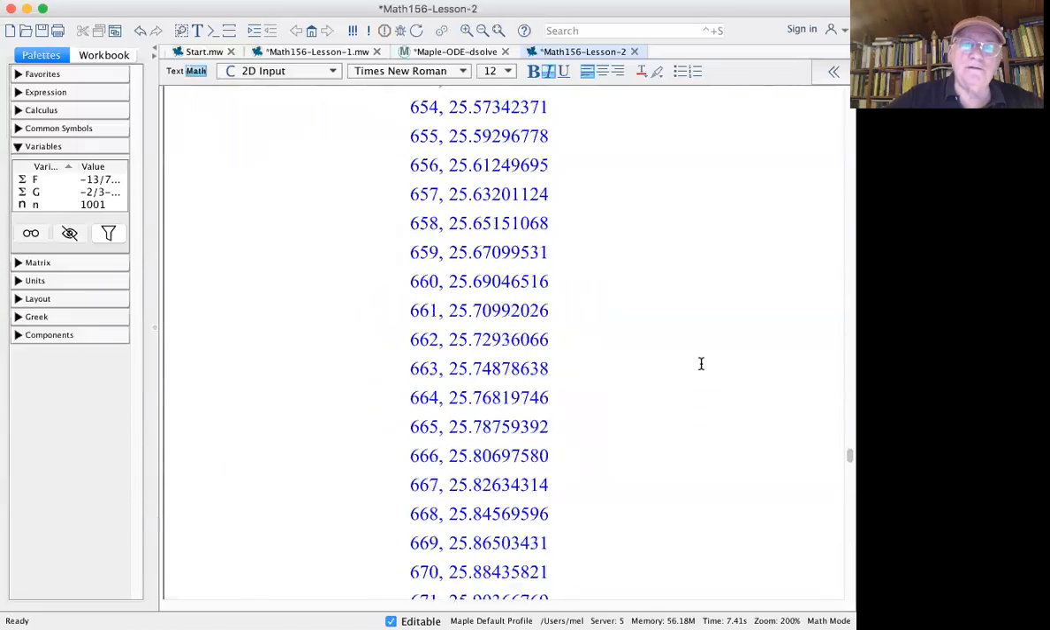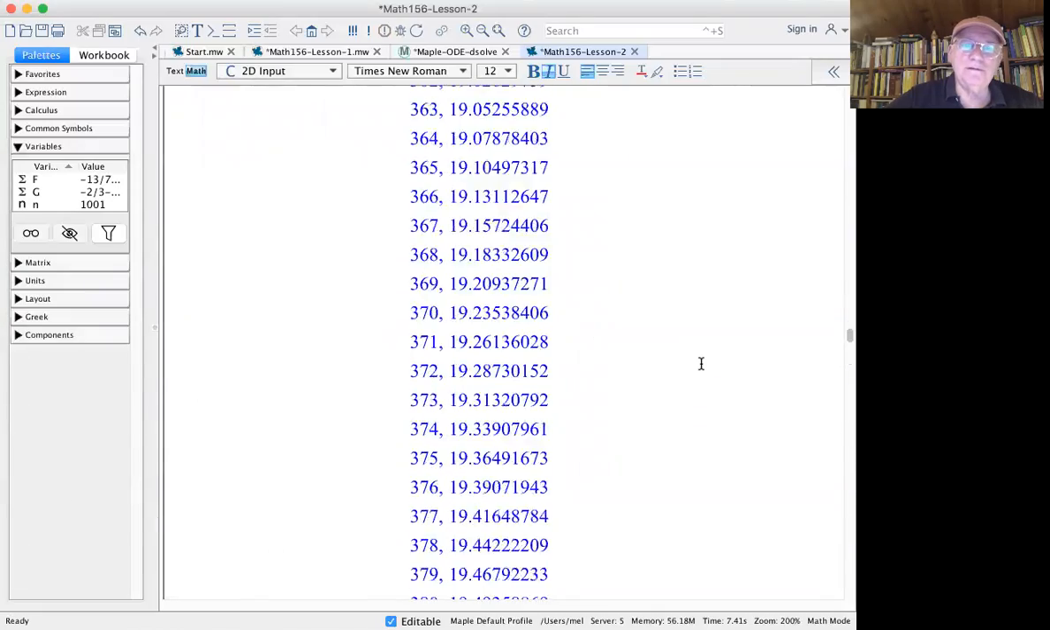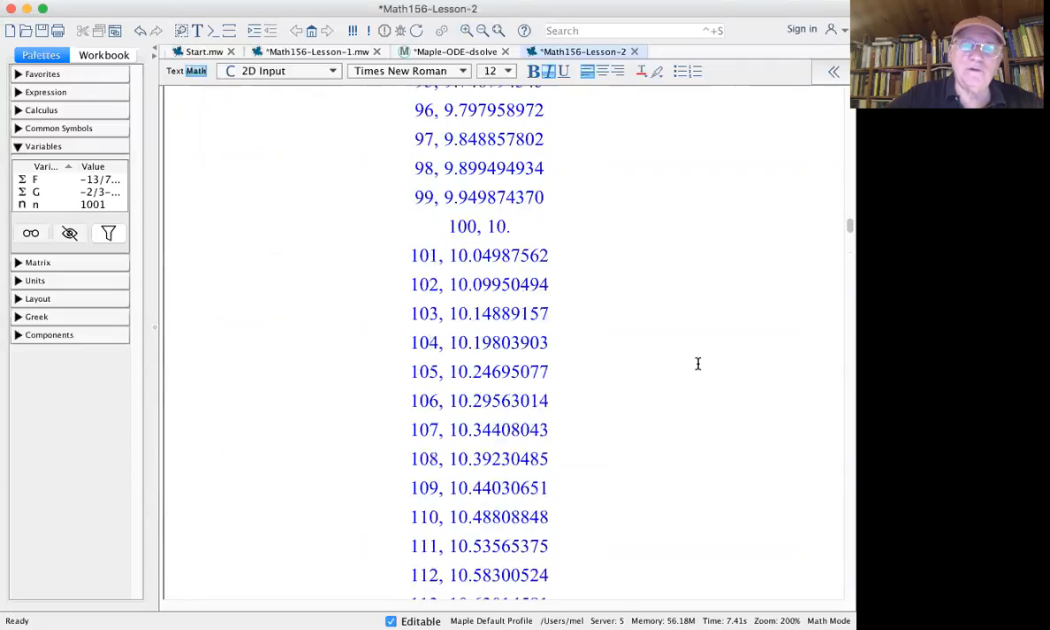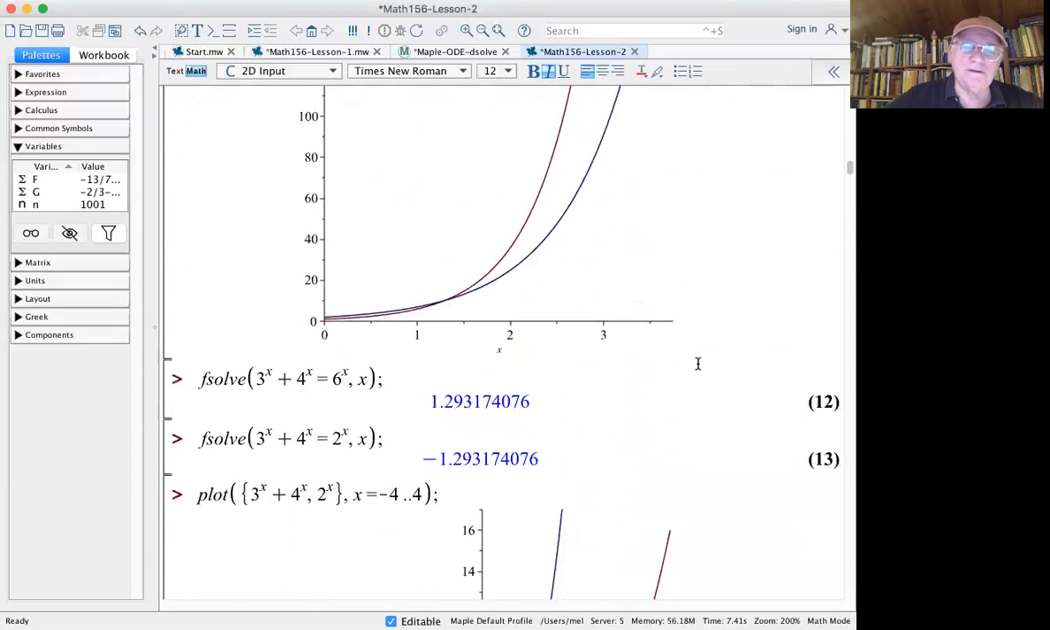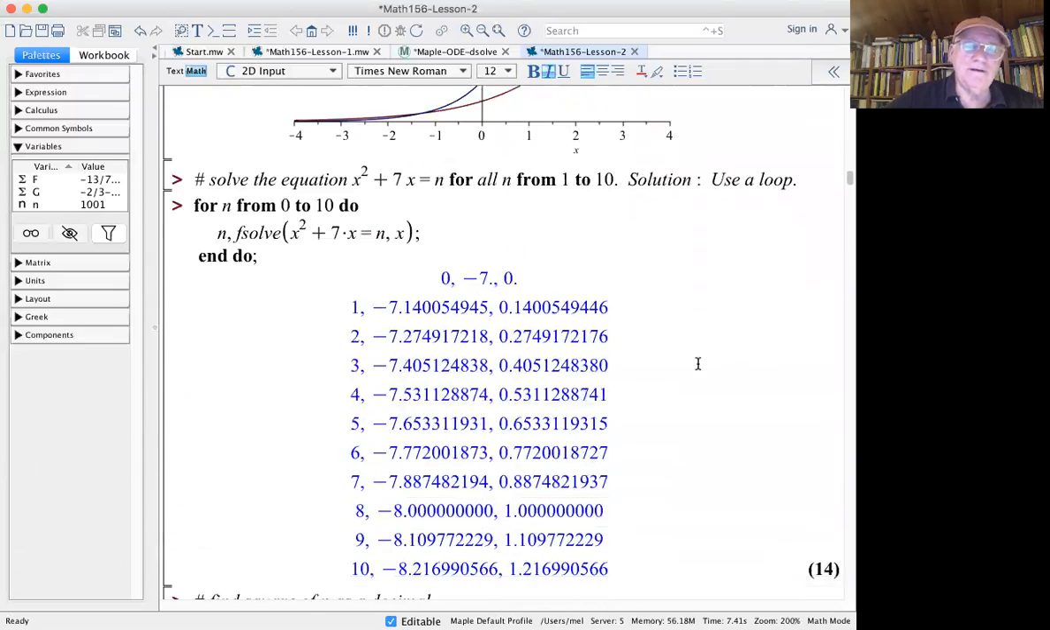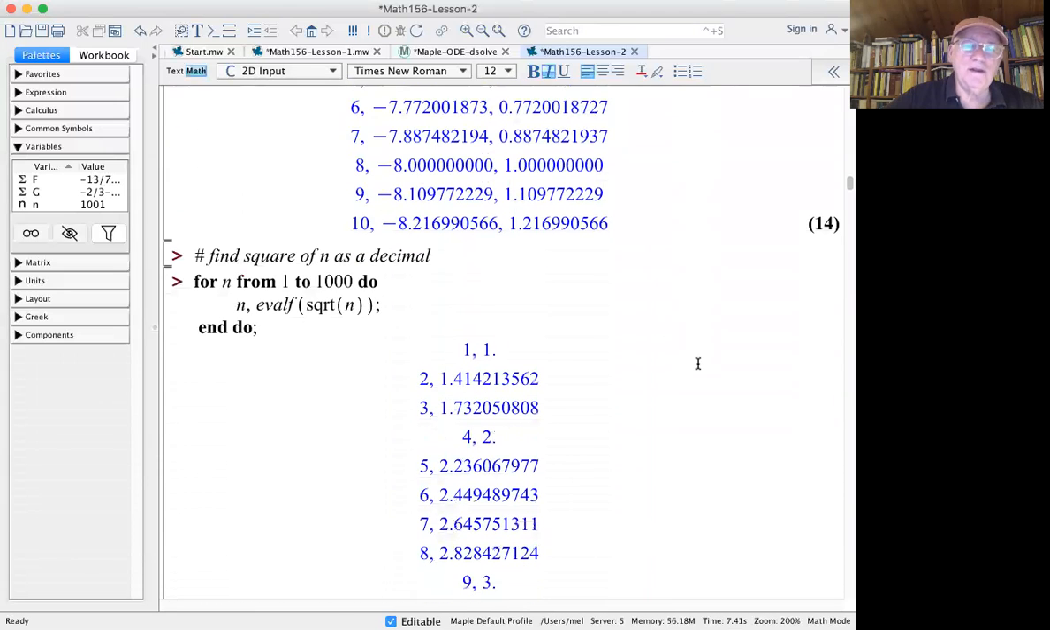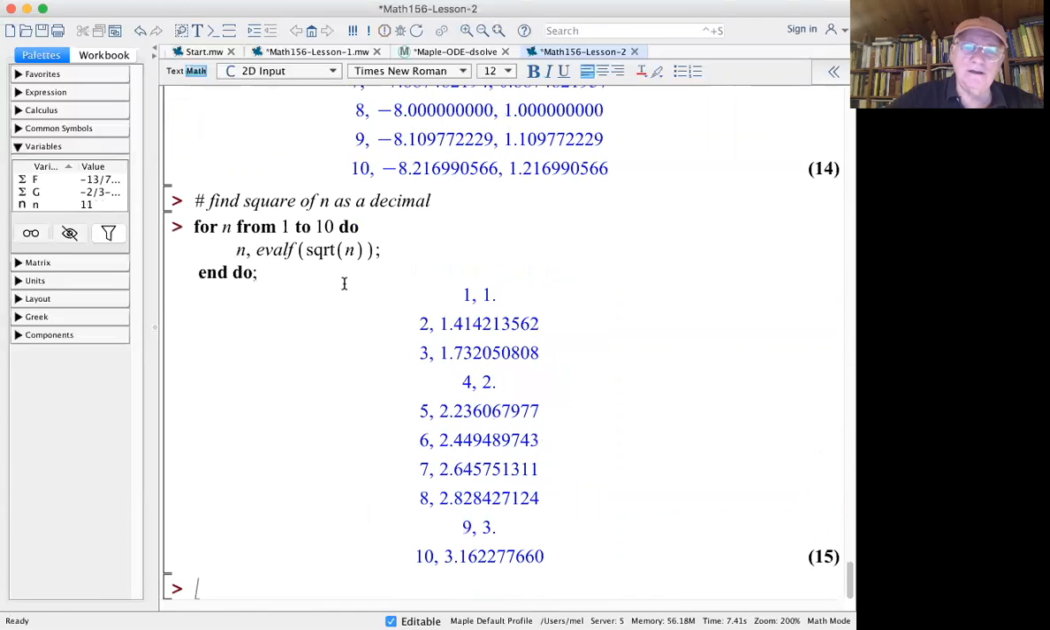In case you wanted to know, they're the square roots of the first 1,000 integers. Again, I don't need all of this on my screen. Let me go back to 10. There we go. So that is a loop.